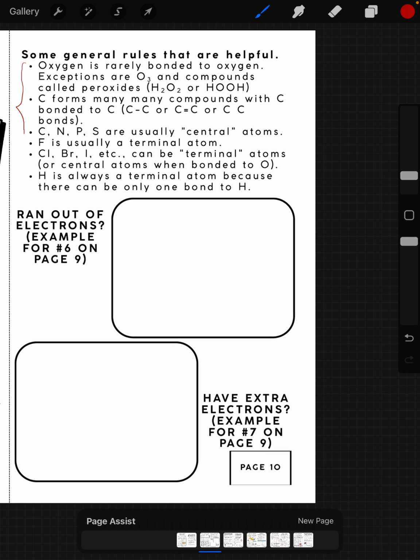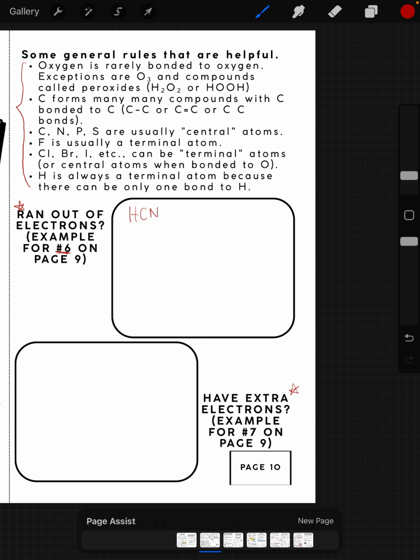So I would take some time to read this section. I'm not going to waste your time reading it out loud to you. Instead, I'm going to be looking at these two. Okay? So, what happens if I run out of electrons? Okay? And this is referring to rule number 6 on page 9. So, let's say I'm dealing with HCN, hydrocyanic acid. Okay?